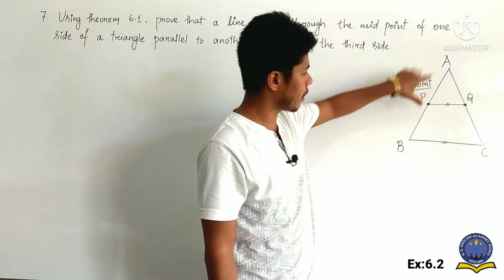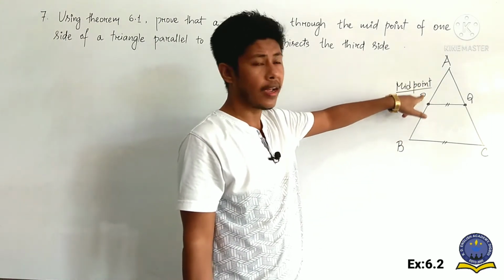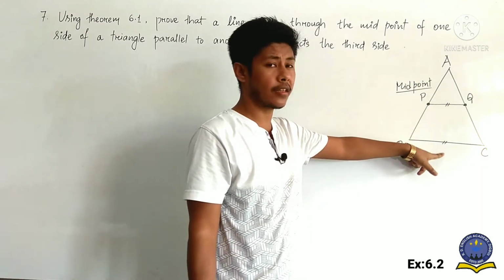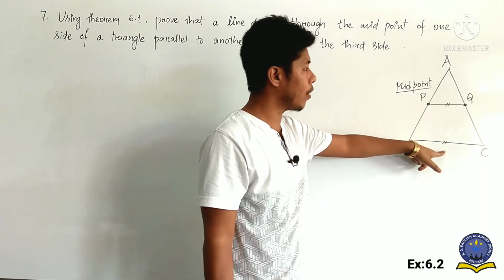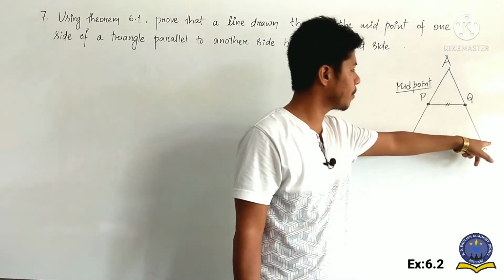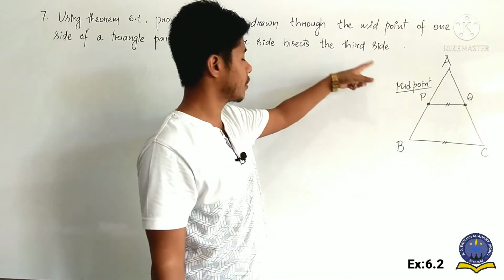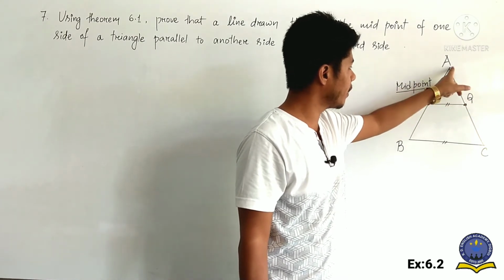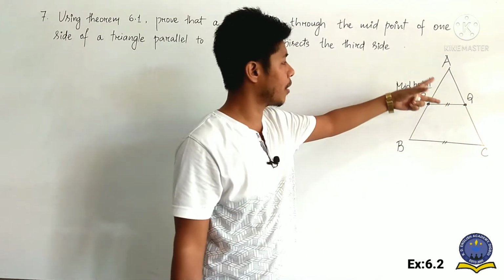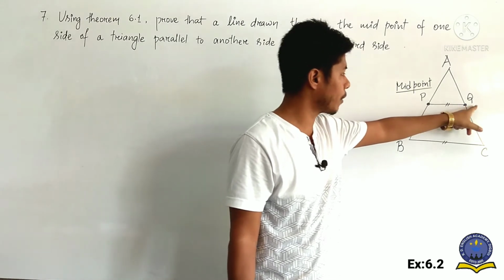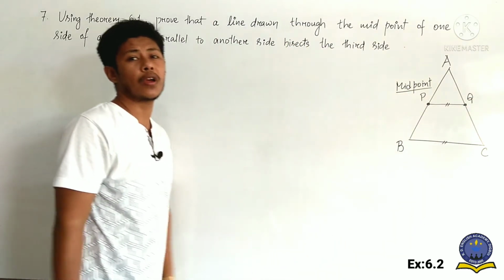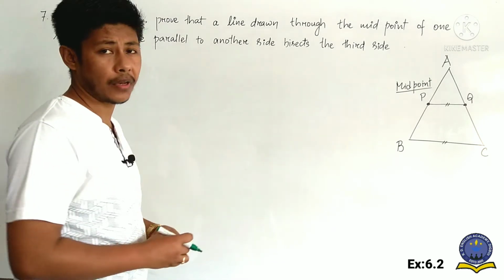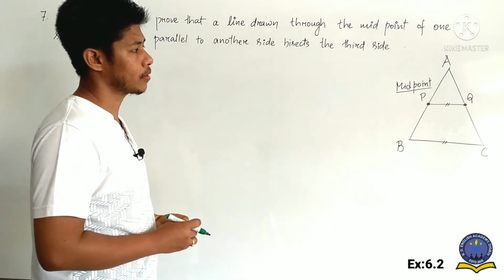So at first, at one side the midpoint is given, and through this point we draw a line parallel to the second side, this one BC. Now what we need to prove is that it bisects the third side. If Q is the midpoint, then AC is separated into two equal parts. So we need to prove Q is the midpoint. This is the diagram and this is the meaning. Let's see how we can solve this.